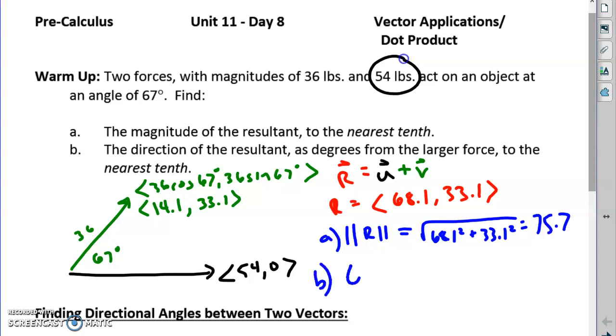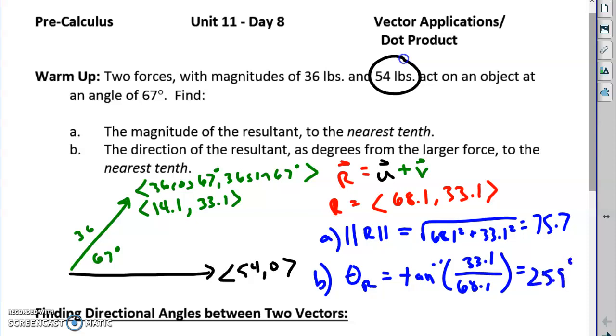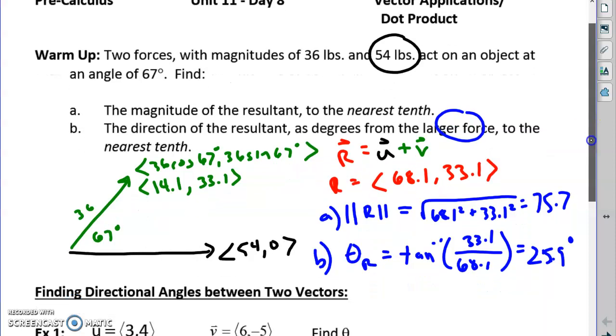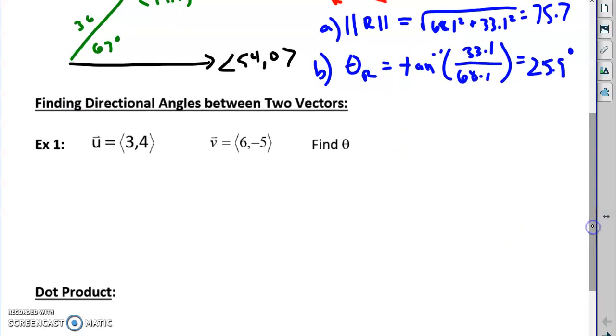B, the direction, theta, tan inverse y over x. We've done a lot of these now. You should be feeling comfortable. 25.9 degrees. And the reason why I put the big angle at 0, because the question said from the larger force. If I had set them up the other way, I would have had to take that 25.9 and subtract it from the 67.